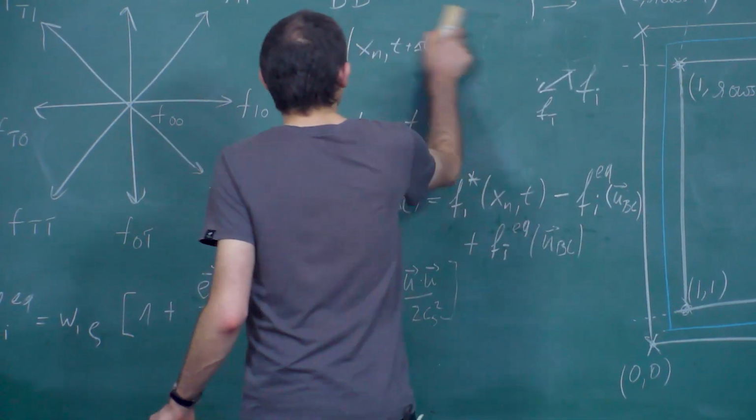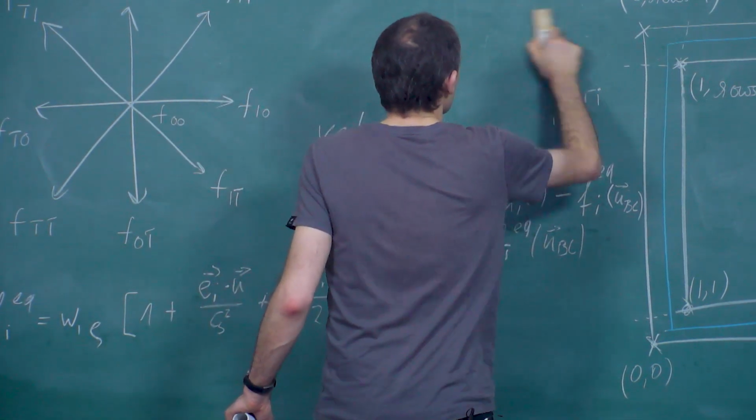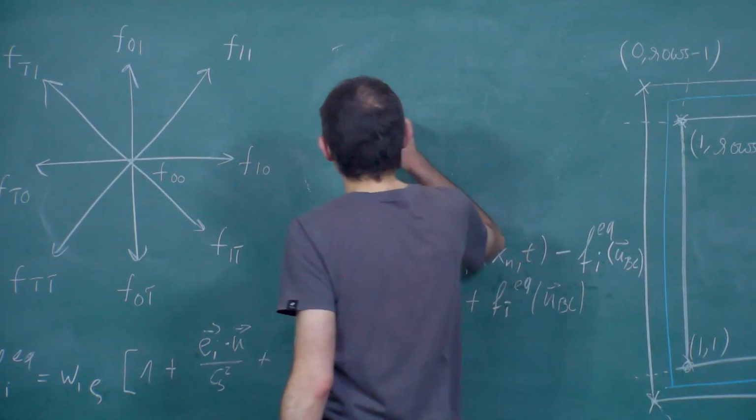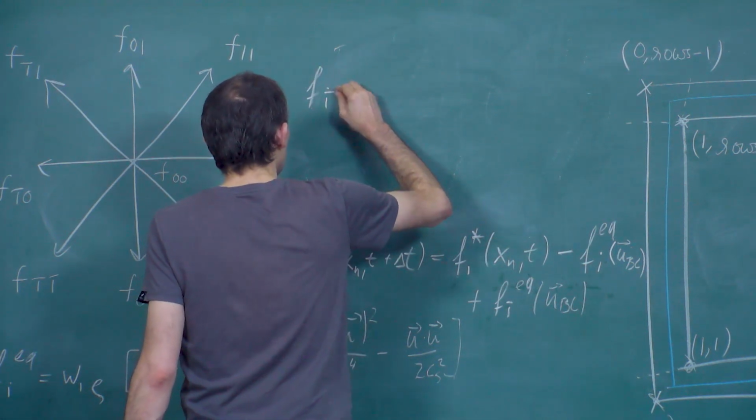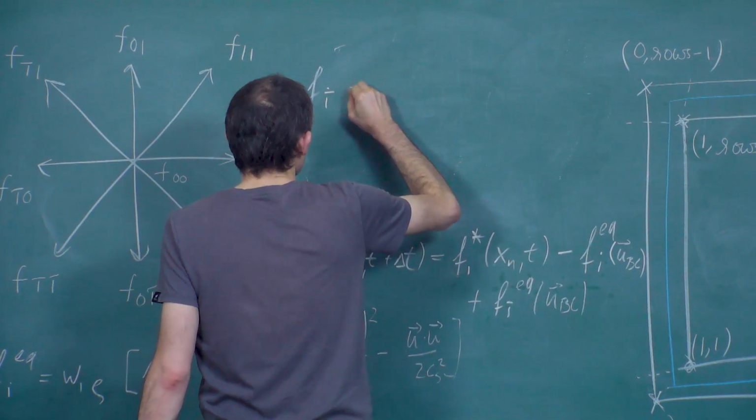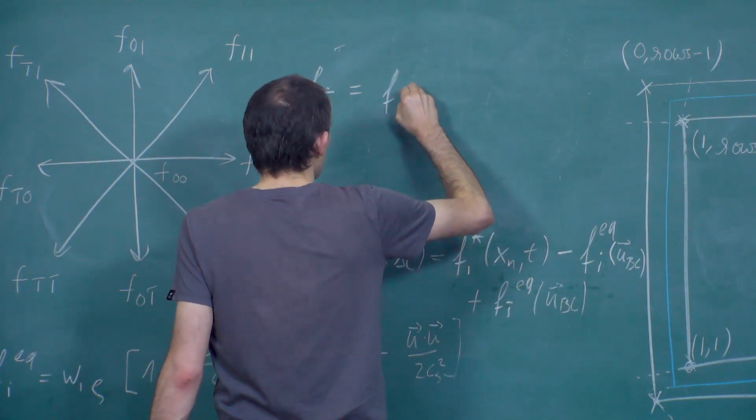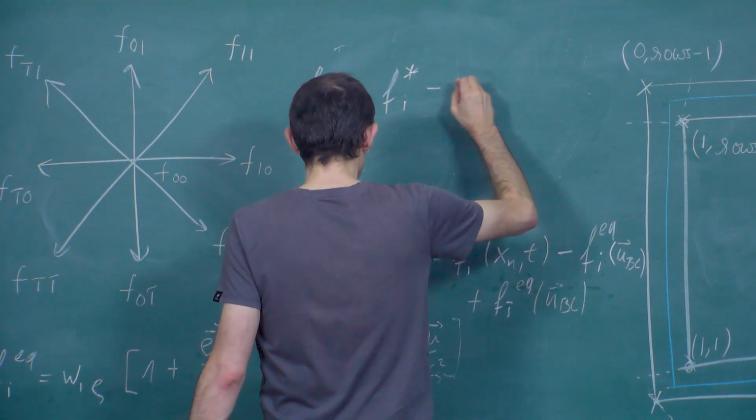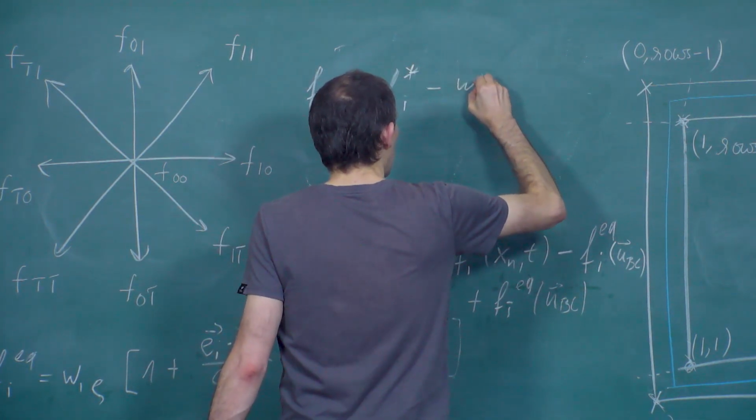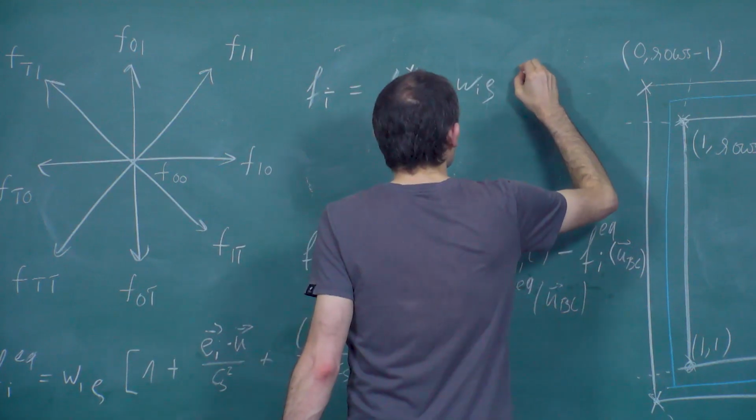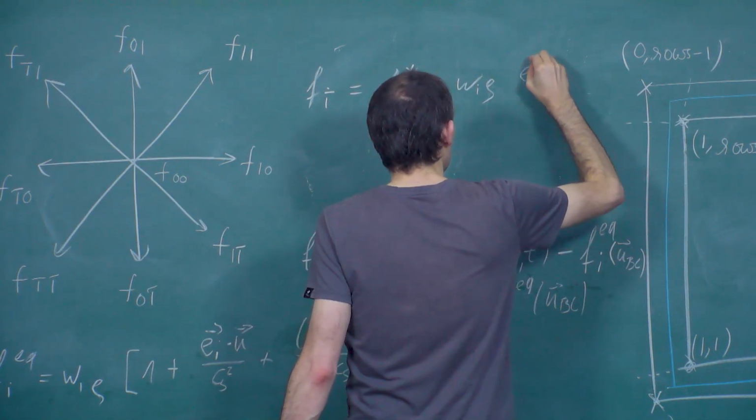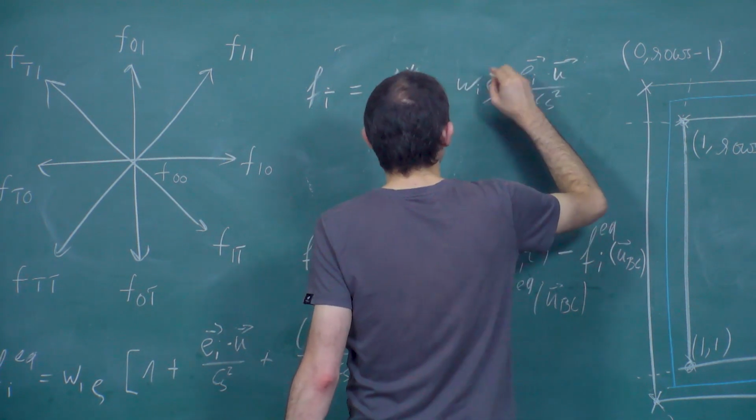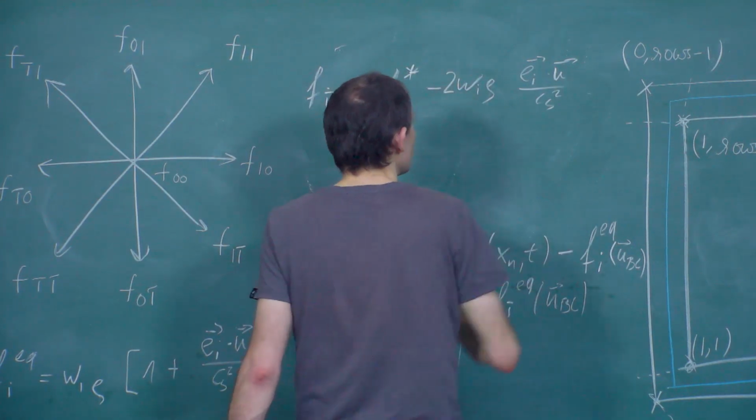That they come out together and become Fi inverse at this position, which I'm not writing now to save some space, Fi after collision. And what is now left is minus Wi rho EI into U divided by CS square. And because this comes twice, this is twice this.